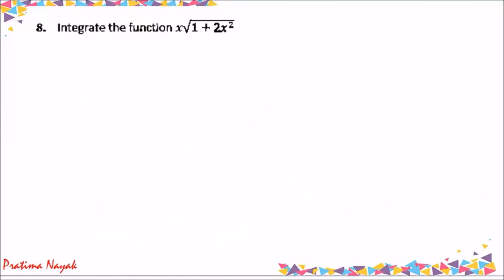Question number 8. It is a similar question. Now I hope you can do it yourself. Take 1 plus 2x square as t. Then 4x dx is equal to dt. So x dx, I have got only x dx. It will be 1/4 dt. That means I have not put the integration sign yet.